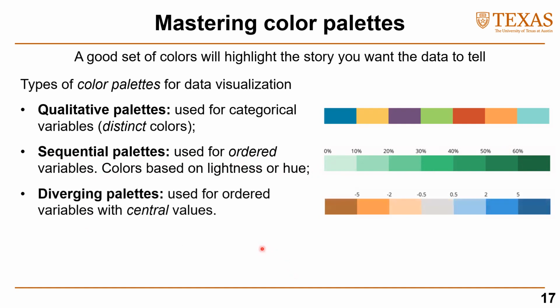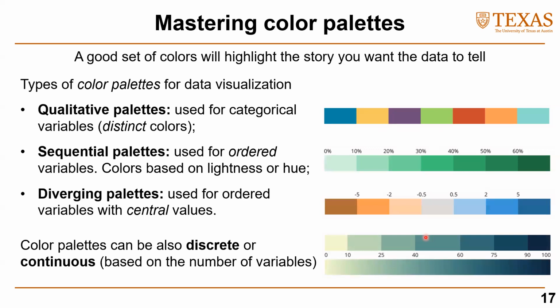And then we have diverging palettes, and these are used when we have central values, something in between. For instance, something is really hot and really cold, so we have to pass through something that is in between cold and hot. So we have two different colors on these two ends, and they kind of merge in between. And we can also have discrete or continuous palettes depending on the number of variables.